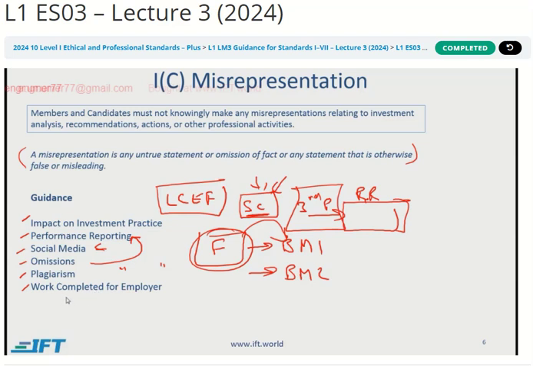The next item is work completed for employer. An important point made here is that if we have a given employer, a given company, and work is done by one research analyst, the work done by the research analyst while employed by this company belongs to the company. So if this research analyst leaves, the company doesn't have to keep saying that the work was done by so-and-so research analyst. However, another research analyst cannot claim that the work done by the earlier research analyst was indeed done by him. So this is fairly logical.